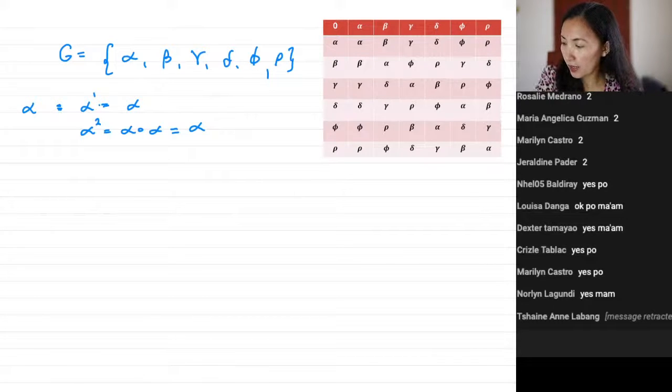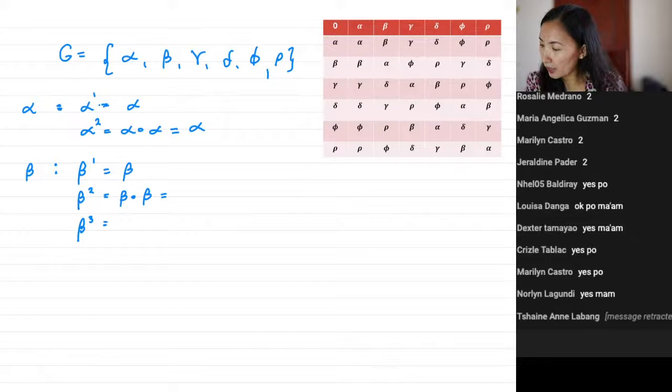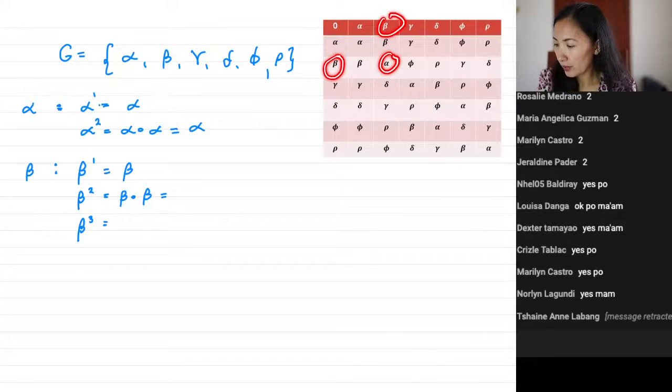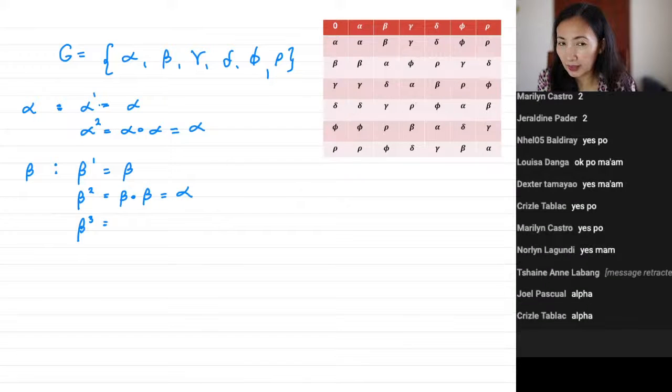Next, how about the next element, beta? Okay, let's take beta. What is beta raised to 1? Beta squared, beta cubed, and so on. So beta raised to 1 is beta itself. What about beta circle beta? What is it equal to? Beta circle beta, look at your table. Beta circle beta is alpha. Okay? So this one is equal to alpha. So should we continue? Should we continue with beta cubed, or beta to the third power?